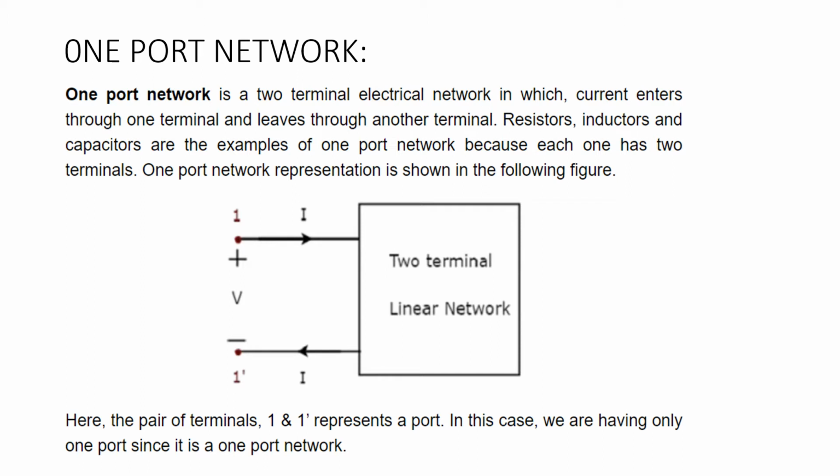There is a two terminal linear network, and these two terminals are 1 and 1 dash. Voltage is applied, means input voltage is V. Current in this network is I. Here the pair of terminals 1 and 1 dash represents a port. In this case we are having only one port since it is a one port network.